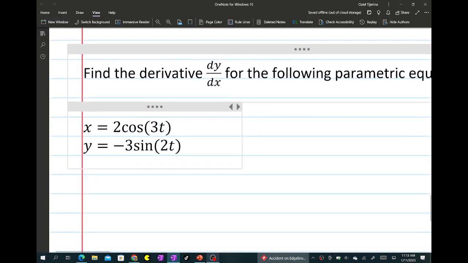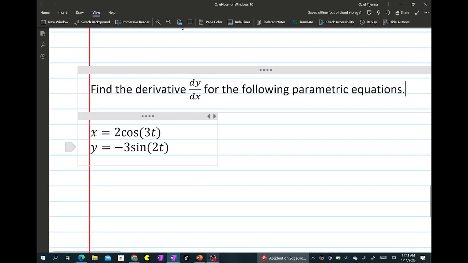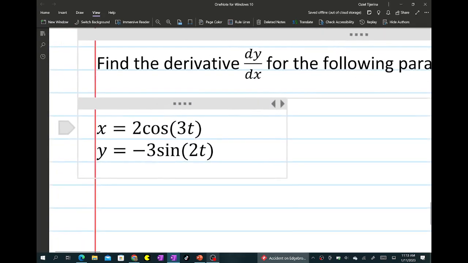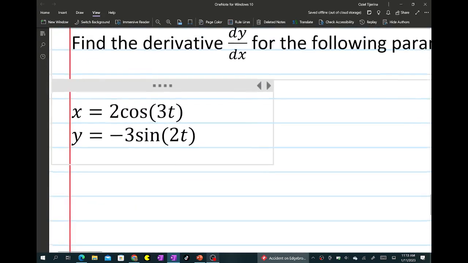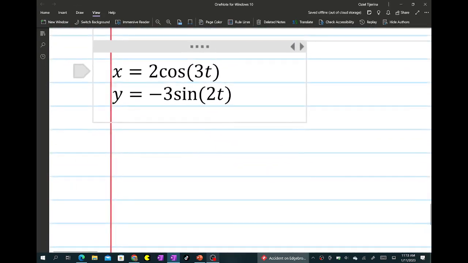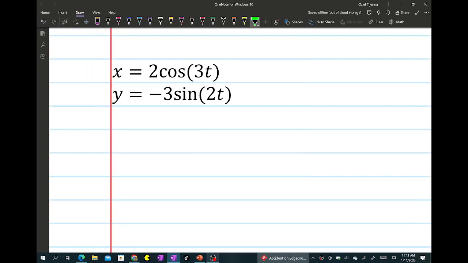I'm going to do a problem, and it's a pretty random problem in Calculus. Basically, we're going to find the derivative of these two parametric equations. I'm just going to work this out. The first equation is x equals 2 cosine of 3t, and the other one is y equals negative 3 sine of 2t.